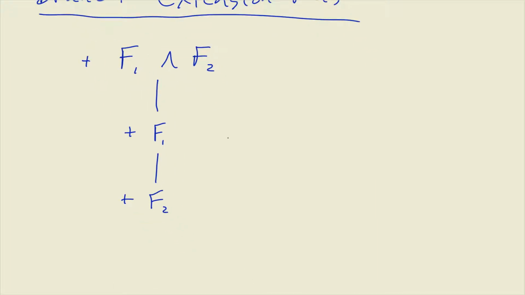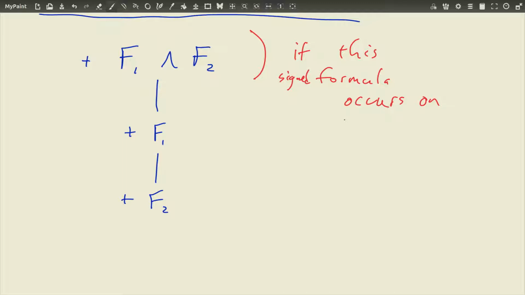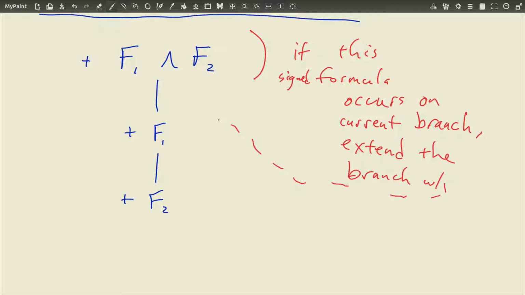And so the idea with a simple tableau branch extension rule like this is saying if this signed formula occurs on the branch you're on, the current branch, you can extend the branch with these other guys, f1 being plus f1 and plus f2.